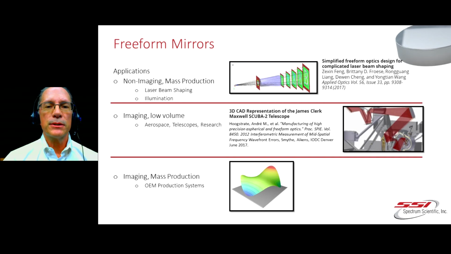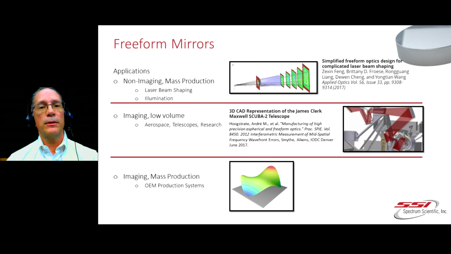Non-imaging applications have been using freeform mirrors for some time. Laser beam shaping. They make small lenses that go in front of the laser for laser machining to shape the beam, and make square beams and all kinds of whatever shape they need. And for illumination, your headlamps on your car. Those reflectors in the headlamps of your car are all freeforms, and they've been doing that for decades. So those are non-imaging applications where they're mostly energy gathering or energy distribution type applications.